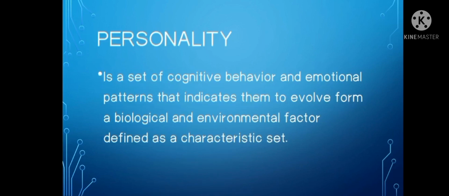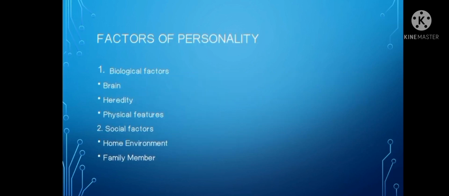Personality is a set of cognitive, behavioral, and emotional patterns that evolve from biological and environmental factors, defined as characteristic sets. While there is no generally agreed upon definition of personality, most are theories about one's motivations and physical interactions. There are four factors of personality.